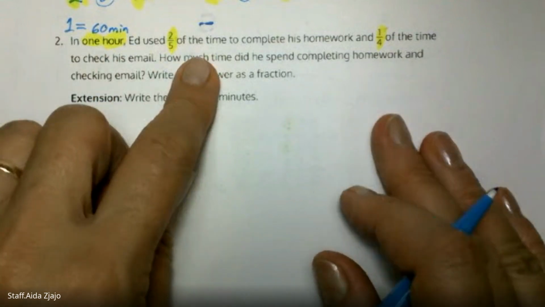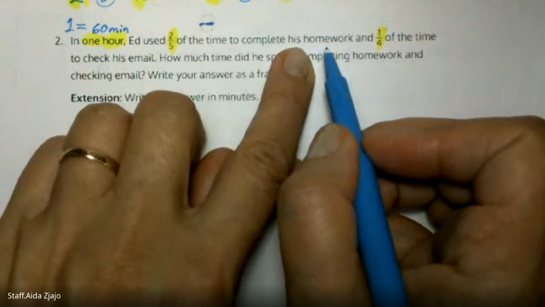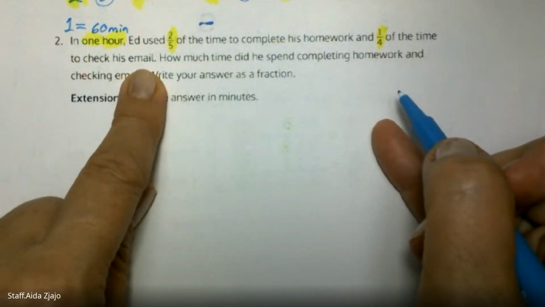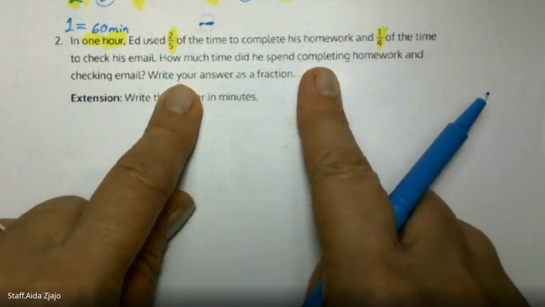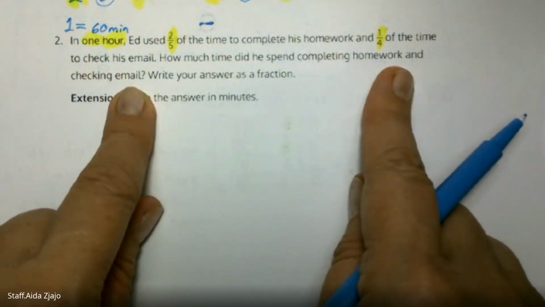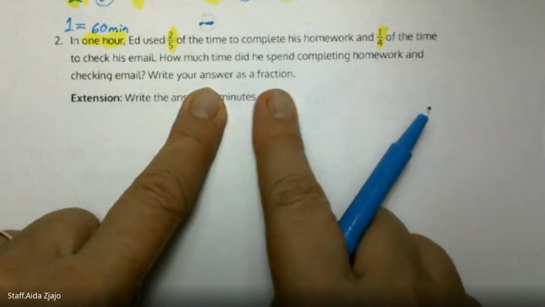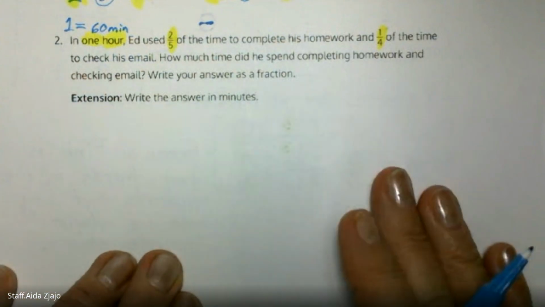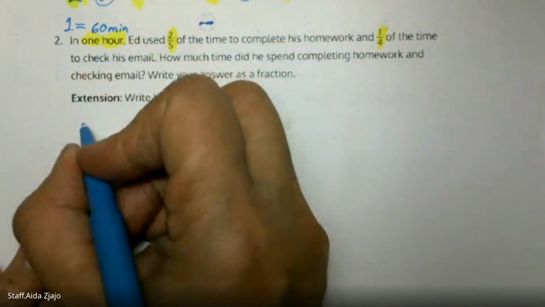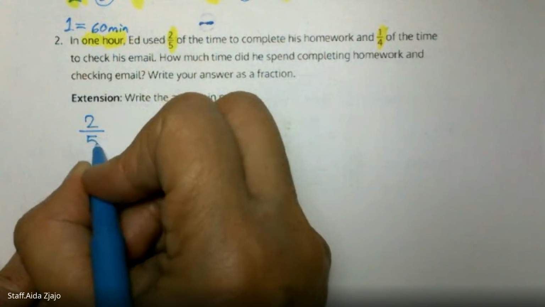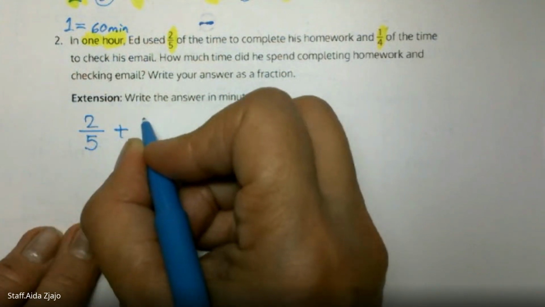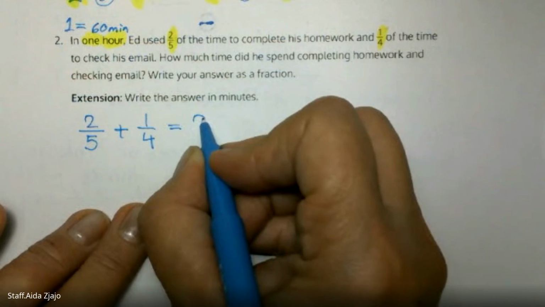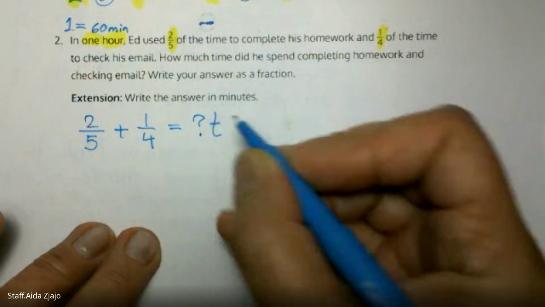2/5 of that time he used to complete his homework, and 1/4 of that time he checked his email. How much time did he spend completing homework and checking email? Write your answer as a fraction. Write the answer in minutes. So what that means, he had 2/5 plus 1/4 must equal some time, t for time.